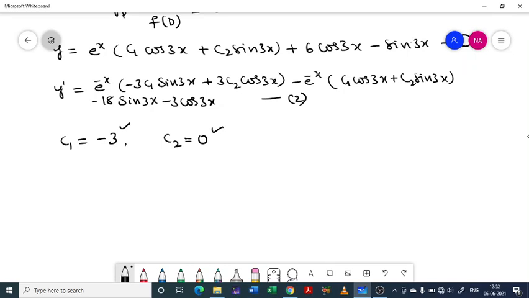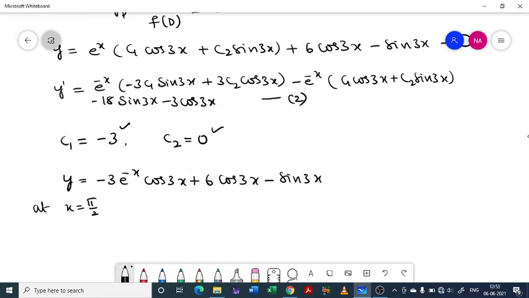So finally you are going to get y to be minus 3 e power minus x cos 3x plus 6 cos 3x minus sin 3x. At x equal to pi by 2, y will be plus 1. You can determine it. Try to verify these answers. I have just written important steps as the time is lagging.